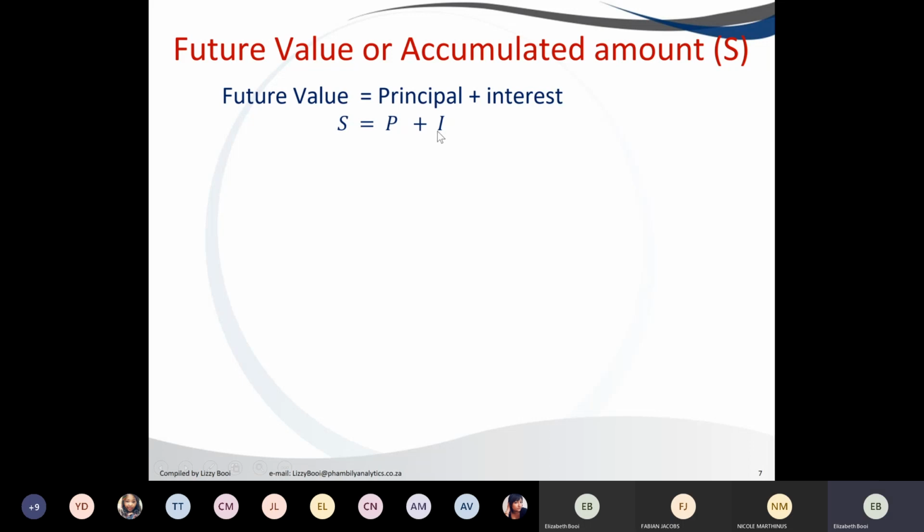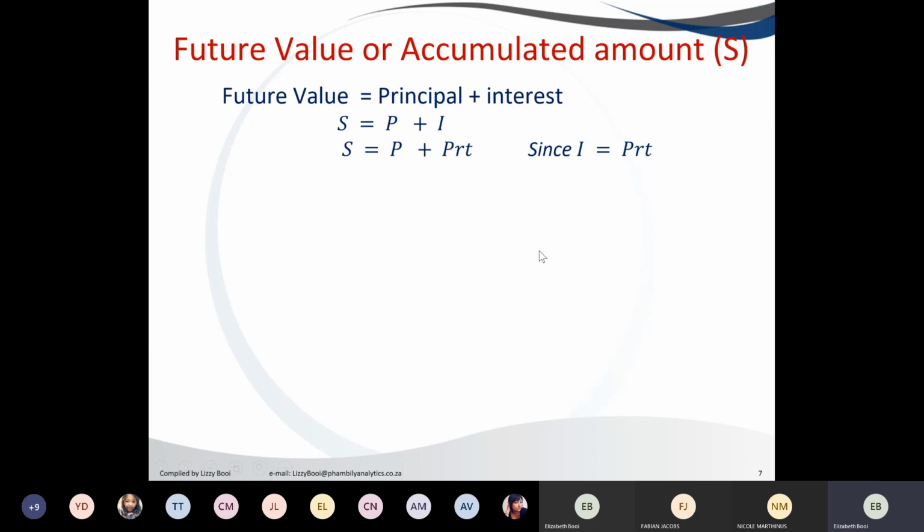And I know that if my interest is I, the formula to calculate interest is P times R times T. So I can substitute that into that formula, and that will give me my future value. So it means I have my principal amount plus my interest, which is principal amount times interest rate times the period.